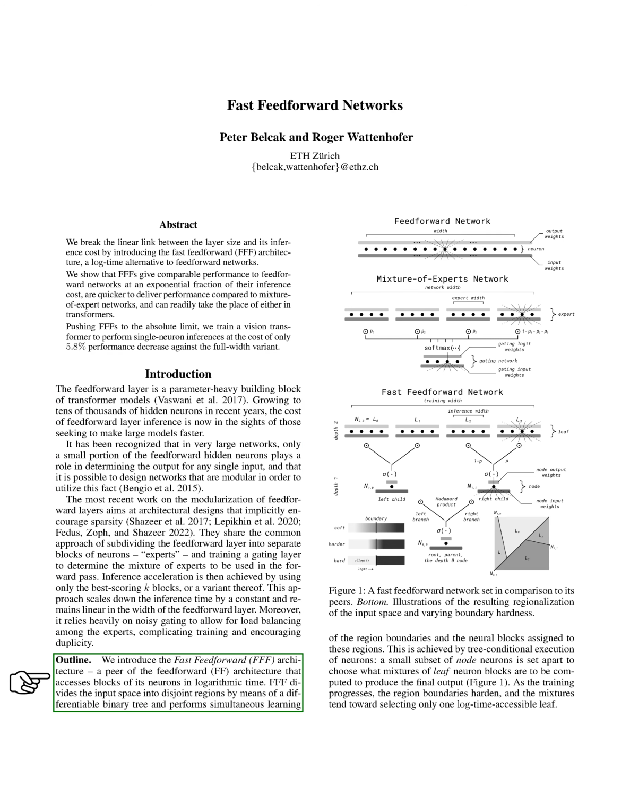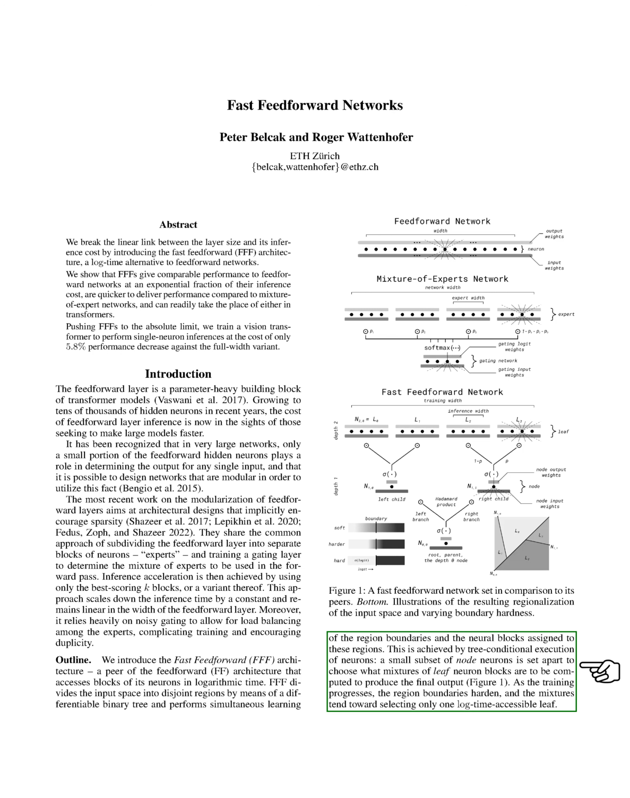Now, let's introduce the fast feedforward (FFF) architecture. This is a new approach that accesses blocks of neurons in logarithmic time, rather than linear. The FFF architecture divides the input space into separate regions using a differentiable binary tree. It then learns the boundaries of these regions and the neural blocks assigned to them simultaneously. This is done by executing neurons conditionally based on the tree.